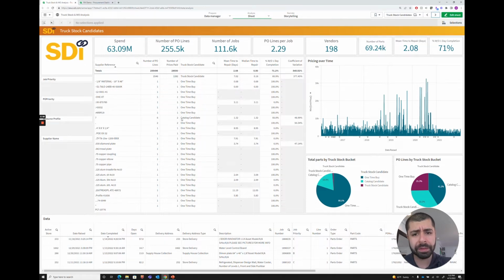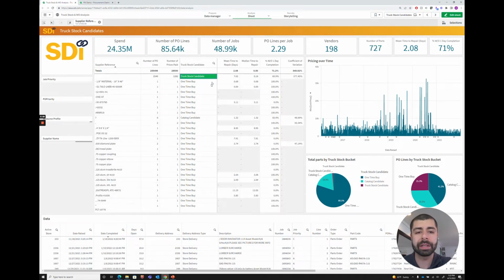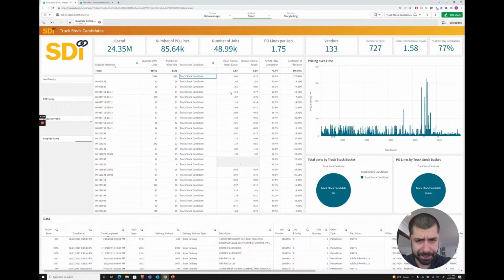So one of the ways SDI sliced this using our tools was to say, based on how long it's taking you to repair units that have these items on order, and how many times you've ordered those items, what could we identify as good candidates to put on a truck? We were able to identify a pocket of spend here that has about 727 parts that could be potential candidates. Why is that? You can see all of these have a significant number of purchase orders cut for them. That means these are things we keep using over and over again and keep requesting.